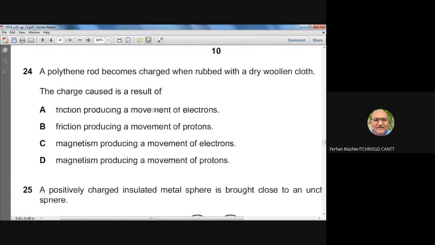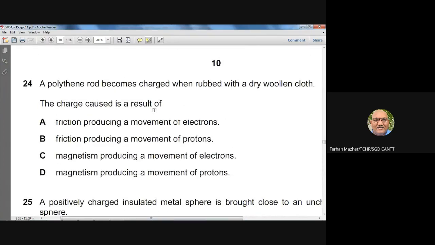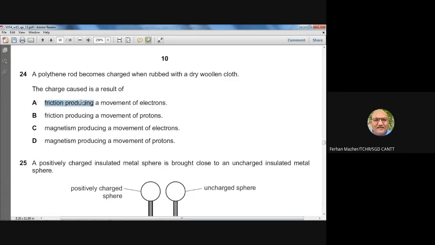Question number 24 is showing on your screen. A polythene rod becomes charged when rubbed with a dry woolen cloth. The charge caused is a result of what? This happens when you rub two insulators together. Due to the friction, the energy given by the friction makes electrons move from one body to another body. So the answer is friction producing a movement of electrons. So A is the choice basically.